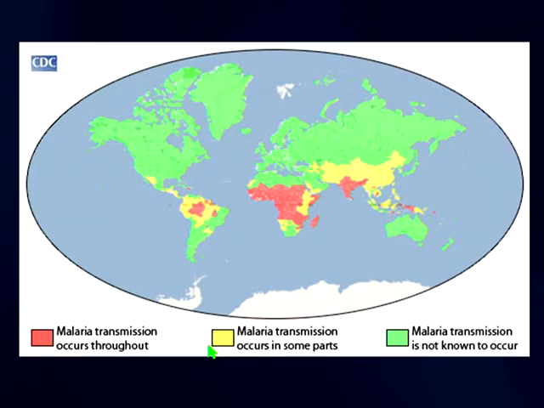All right. So this shows you where malaria is. All the red are the areas we worry about. Yellow, some parts. And notice in the States, Mexico, Central America, and then here, Haiti, we had a lot of cases occur after the earthquake.